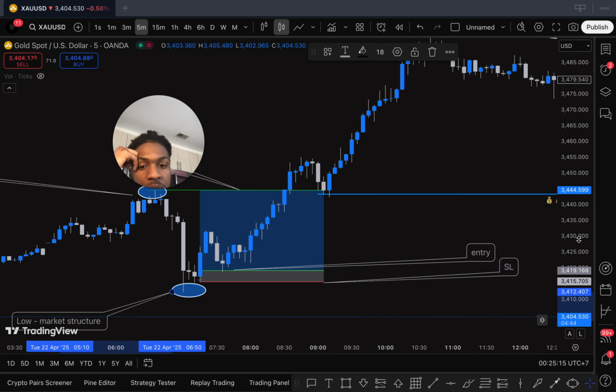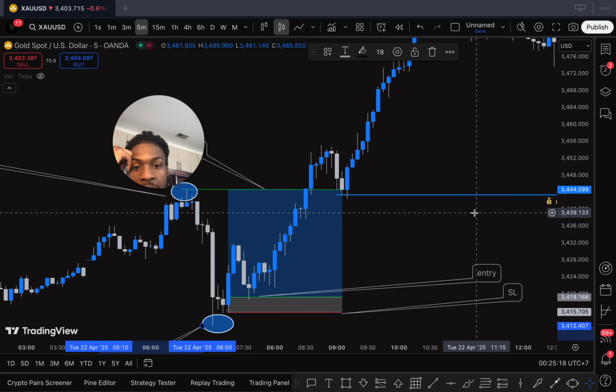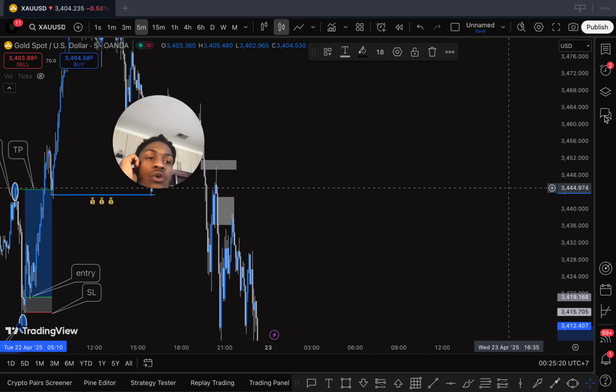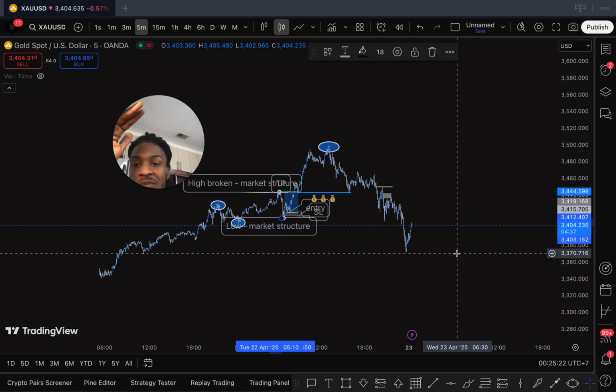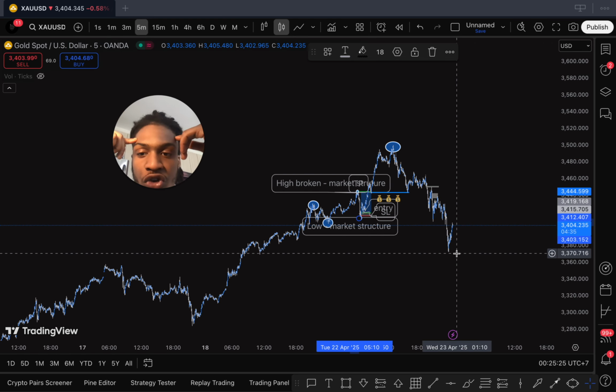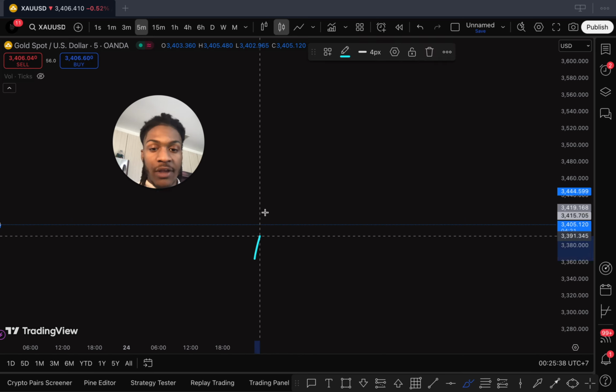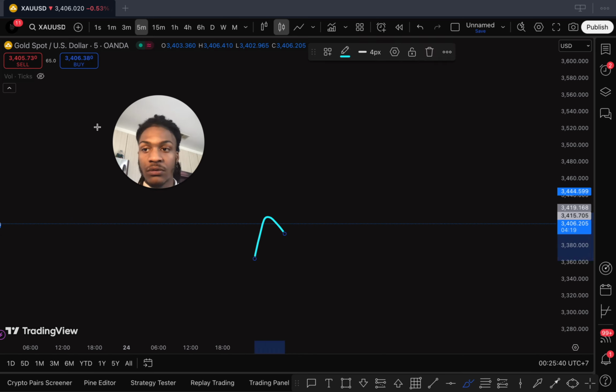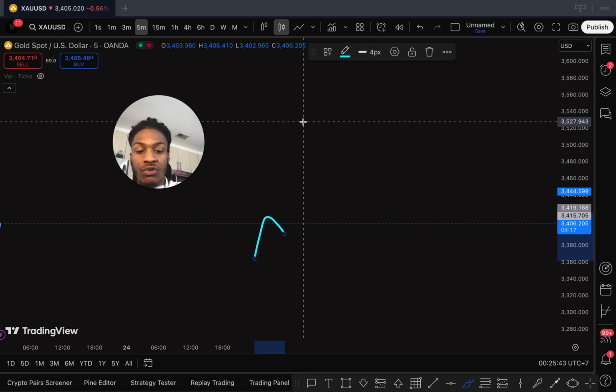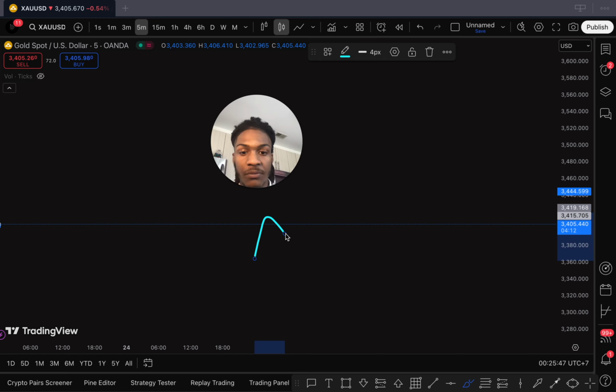This was the trade I had on gold. The first thing you always want to do when you're trading gold is identify your market structure, and after you identify your market structure and you're familiar with the trend, then you're going to look for demand to show up. So for example, if I'm in a bullish trend and I'm trading gold, let's say we have some market structure going this way.